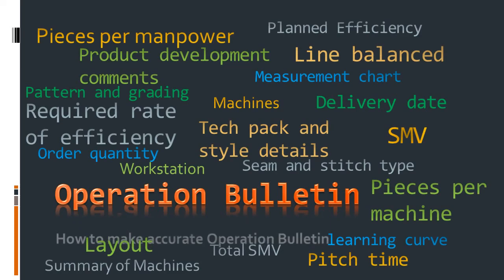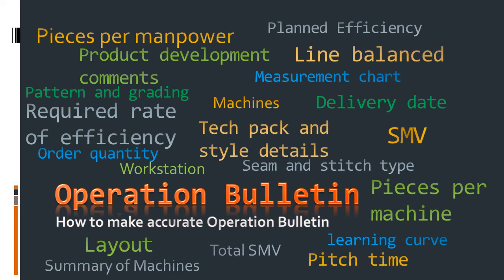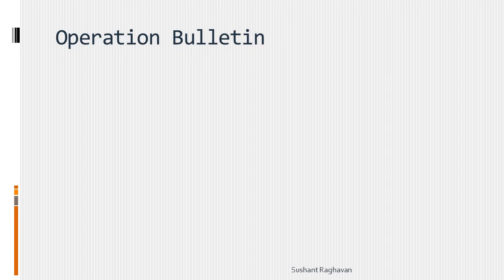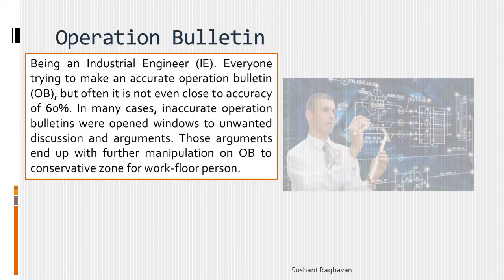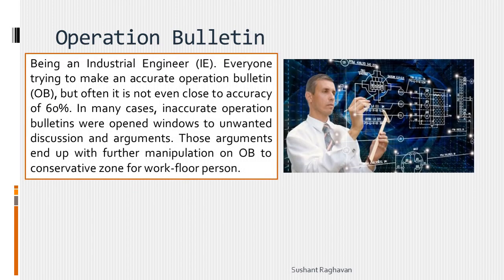Operation Bulletin. How to make an accurate operation bulletin. Being an industrial engineer, everyone tries to make an accurate operation bulletin. But often it is not even close to 60% accuracy. In many cases, inaccurate operation bulletins open windows to unwanted discussion and arguments. Those arguments end up with further manipulation of the OB to a conservative zone for the workflow person.